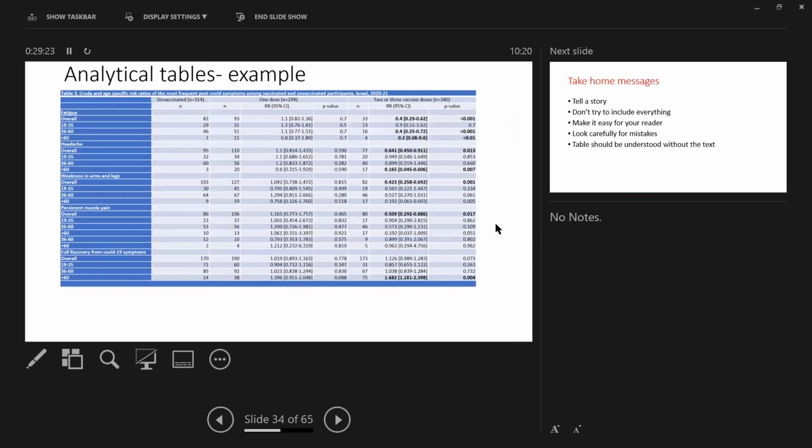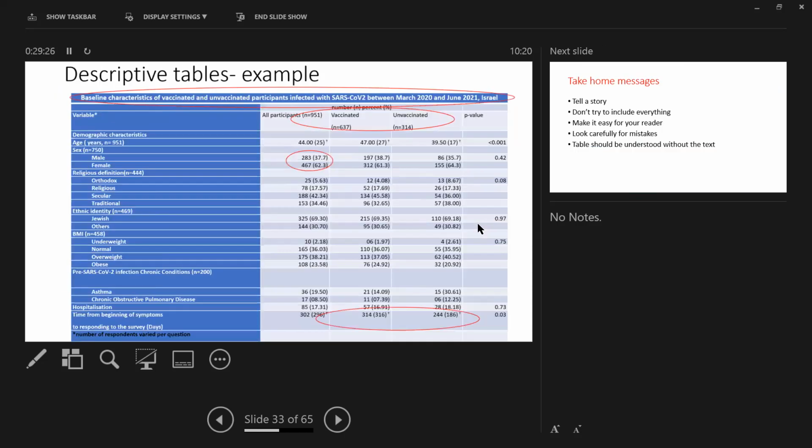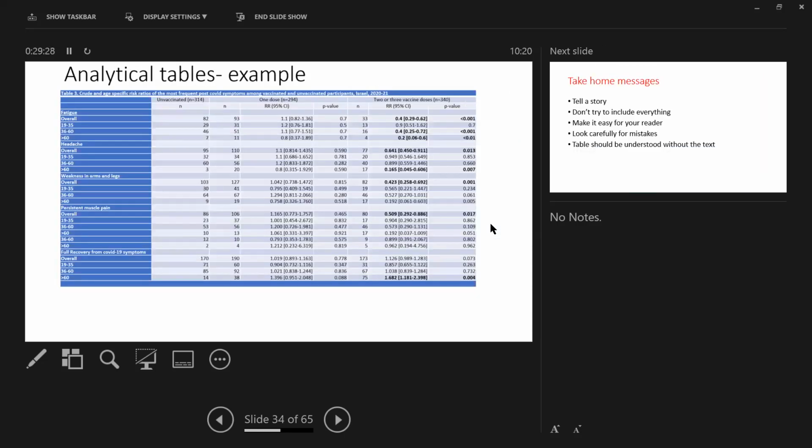Okay, analytical table. So this was a descriptive table. This is an analytical table. So again, the same thing. Right justify. Try and use a single value per column. So actually, here you could separate the risk ratio and the confidence intervals into two separate columns. It would be even better. Highlight the values that are statistically significant. Put the actual numbers, don't just put the risk ratio.